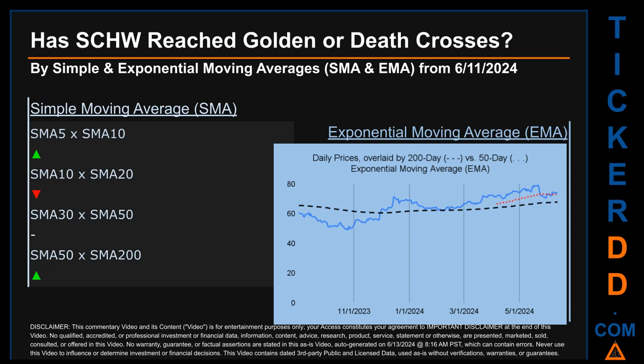end-of-day prices. For simple moving average, by comparing 50 to 200 days, we found a bullish golden cross signal since the 50-day SMA crossed above the 200-day. Continuing with SMA, we looked across the 5 to 10, the 10 to 20, and the 30 to 50-day ranges to see if golden and death crosses had been reached. We found golden cross signal for the 5 to 10. We found death cross signal for the 10 to 20. We could not find neither golden cross nor death cross signal for the 30 to 50.